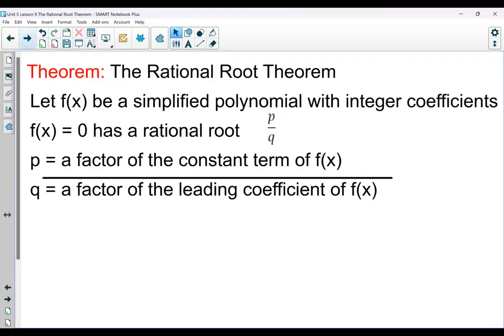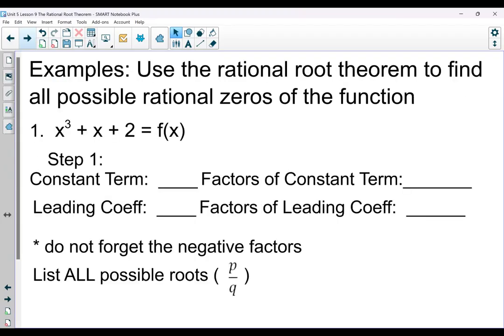The rational root theorem says that if you have a simplified polynomial with integer coefficients where your polynomial is equal to 0, it has a rational root in the form p over q. Now, the simplified polynomial does have to be in standard form. P represents all of the factors of the constant term of f of x, the last term when it's written in standard form, and Q represents all of the factors of the leading coefficient of f of x. We want to use the rational root theorem in order to find all possible rational zeros for the function.